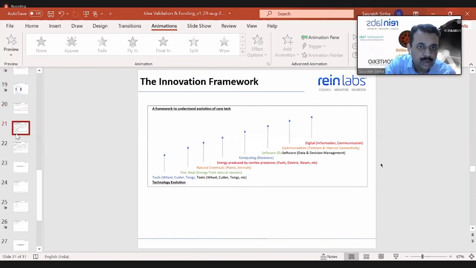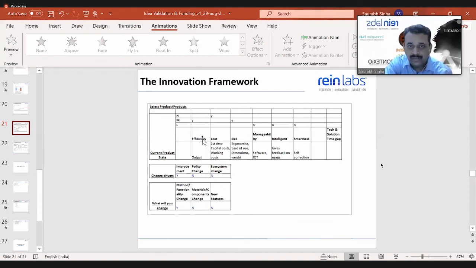If you're trying to create a product, one of the things that you can do is always look at the faster, cheaper, better equation. Look at what is the efficiency of the current product. Look at what's the cost of the current product. Look at what's the manageability and size of the current product. How intelligent is the current product? How smart is the current product?